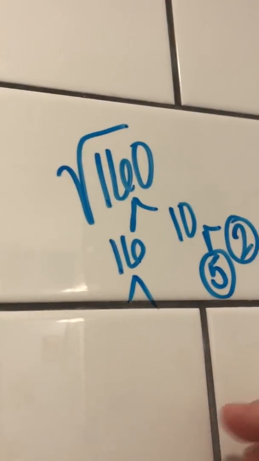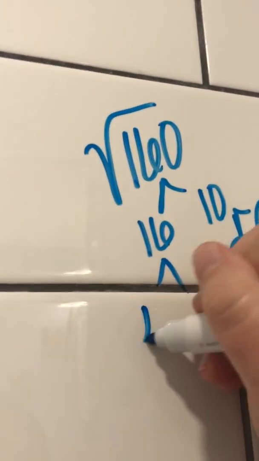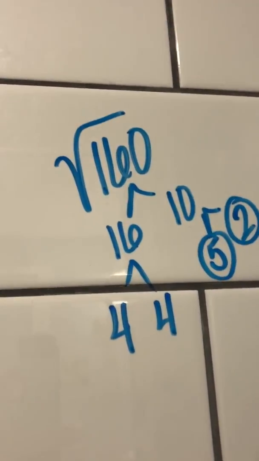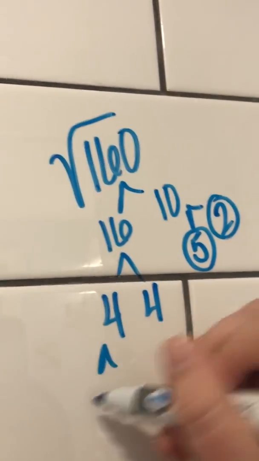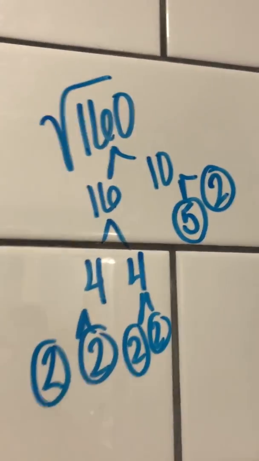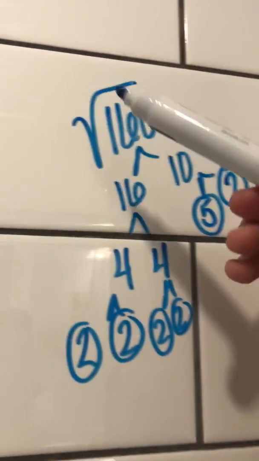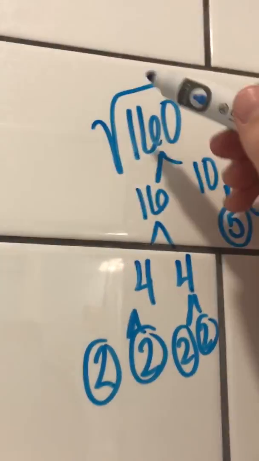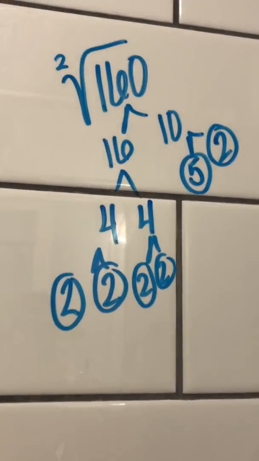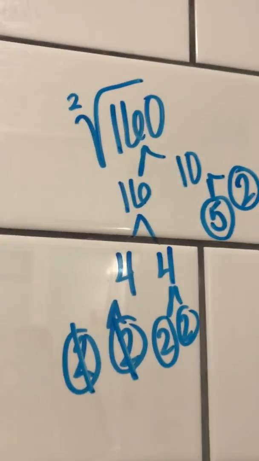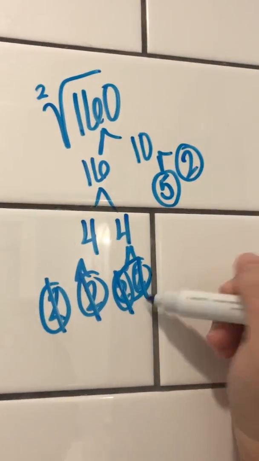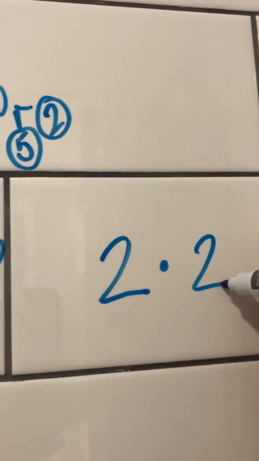And for 16, I'm going to break that down into 4 and 4. You might do 8 and 2. You're going to end up with the same leaves again. So for this example, I'm going to do 4 and 4. And each 4 breaks into a 2 and a 2. And those are prime. I can't break those down anymore. 2 and 2. Now I do not have an index number. We are assuming that that's a 2, and I need to pull numbers out in groups of 2 to play outside. So here I have 2 2s. That's going to come out as 1. I see another group of 2s, and that's going to come out as 1.